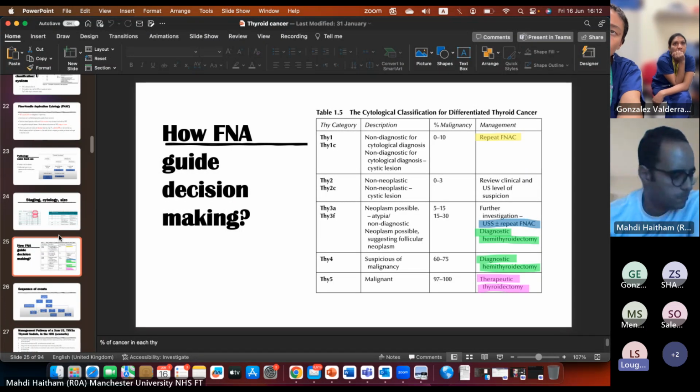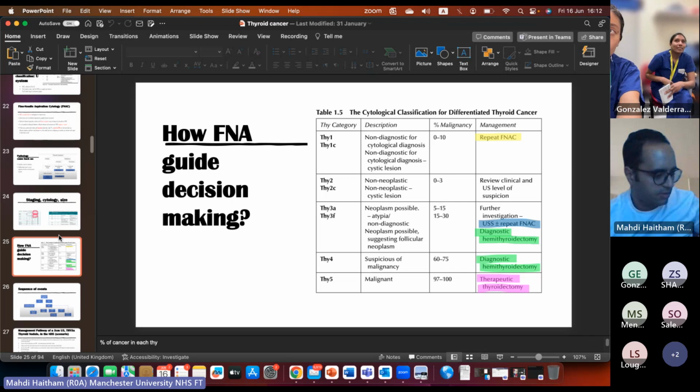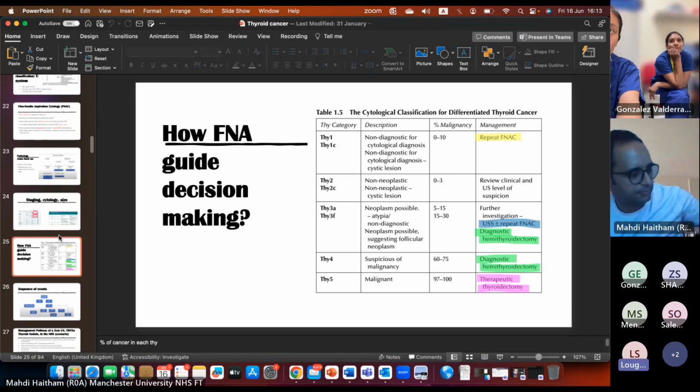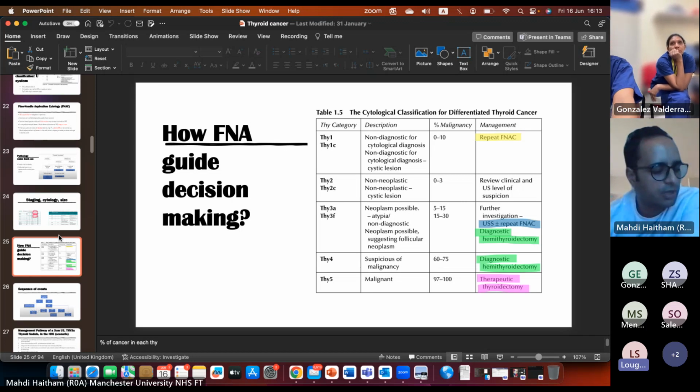Does anybody know what NIFT-P stands for? It's neoplasm with papillary-like nucleus features. Yeah, it's a non-invasive follicular neoplasm with papillary-type features, yeah. And so these have been shown to behave in a very benign fashion.